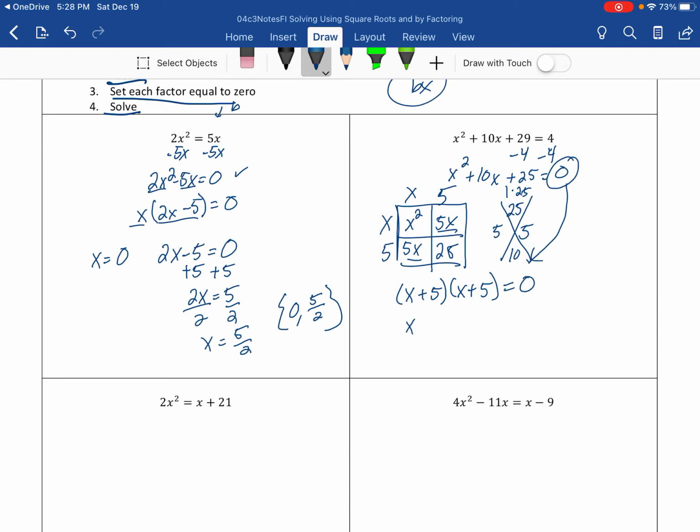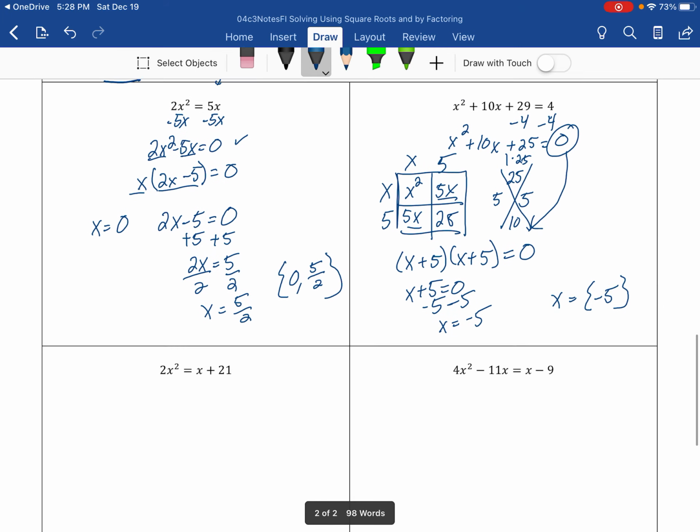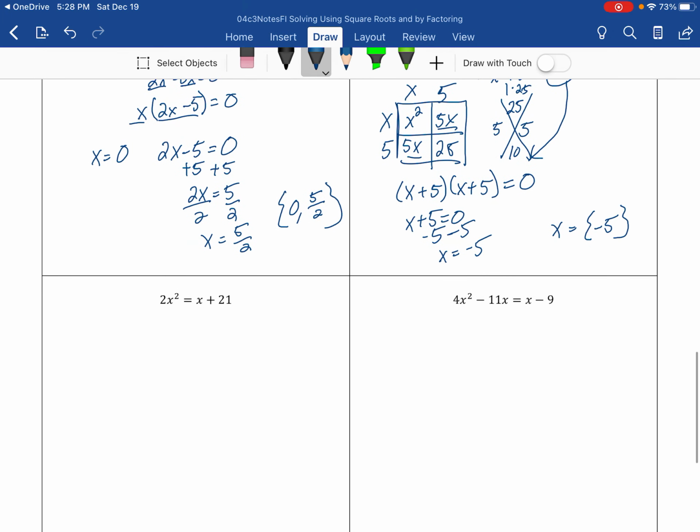Now remember, we are solving, so we had set that equal to 0. So I set my factors equal to 0. x plus 5 equals 0. And I actually only have to do this once. So in this case, I'm only going to have one solution. And my solution is going to be -5. I'll do these 2 more. If you feel like you have this down, you're more than welcome to stop the video.